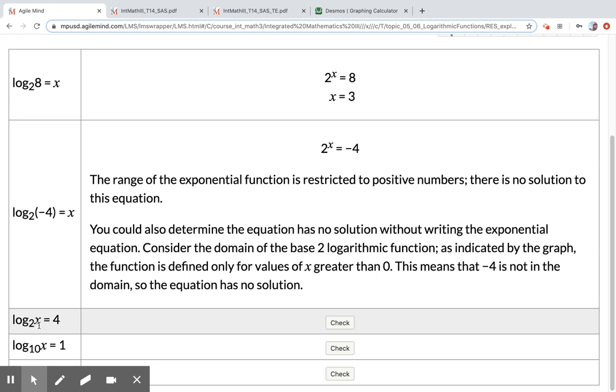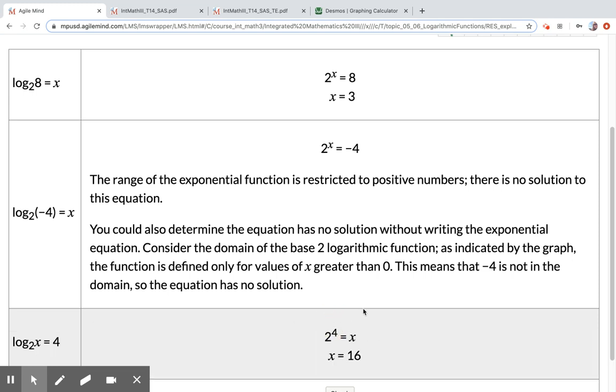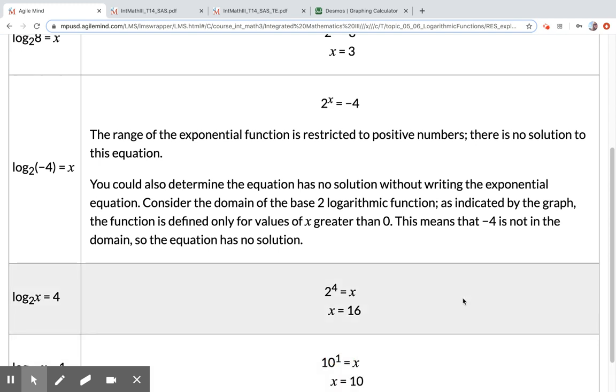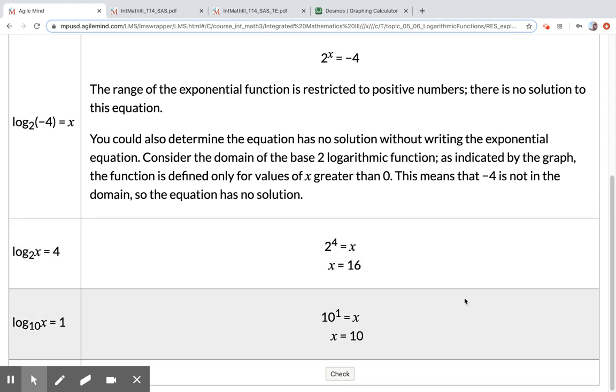Part C, so I have a base of 2, my exponent is 4, and my argument is x. Oh, that's easy. 2 to the 4th power is 16, so x equals 16. All right, over here I've got 10 as my base, 1 is my exponent, and x is my argument, so 10 to the 1 power equals x. Oh, well, then x is 10.